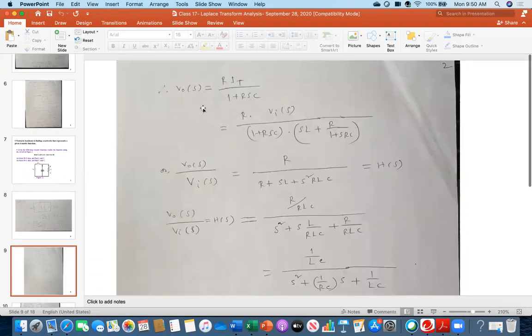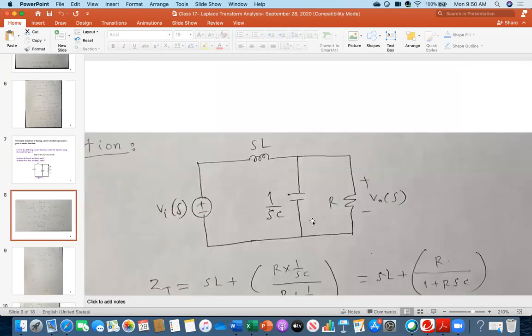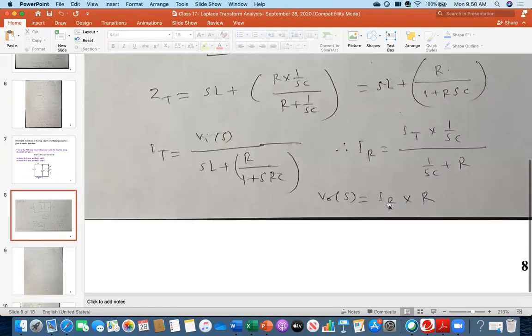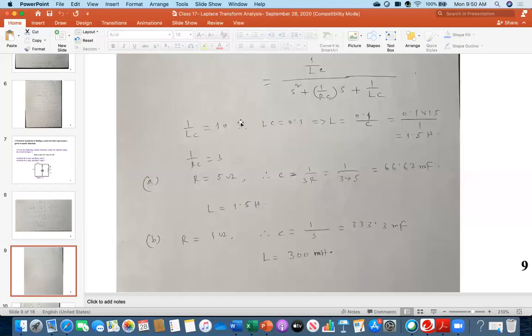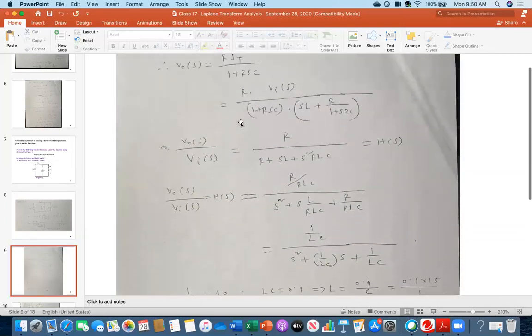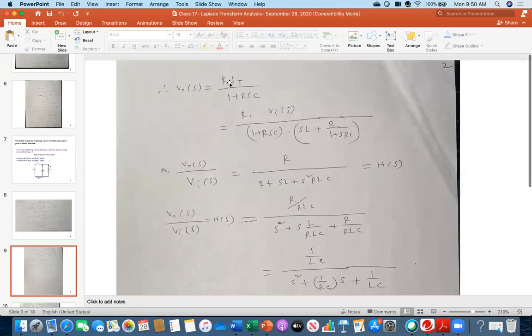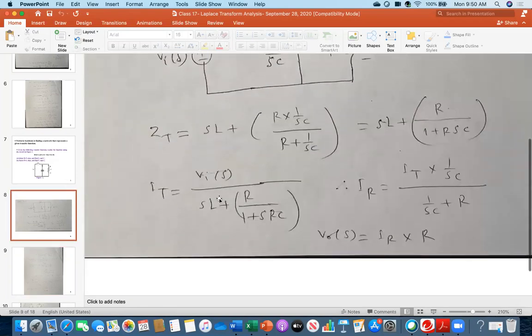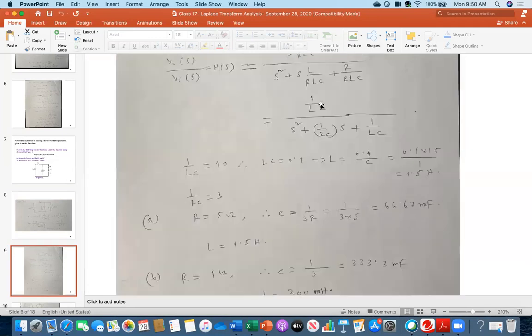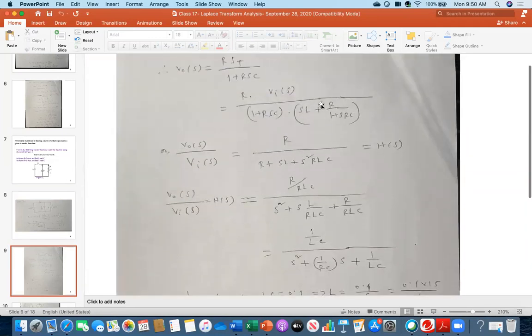Okay. So everybody see that V naught is R I_T over this one. That is what I was doing here at the last step. So this means I substitute this one, and then I'm going ahead. Then I substitute the value of I_T, V_IS over that one, that I did here. You see this one. And then I am simplifying.